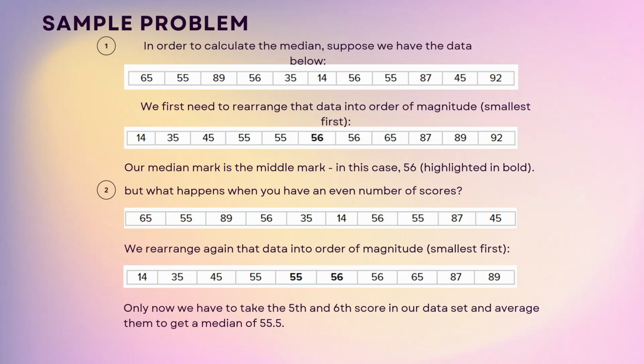For this example, in order to calculate the median, suppose we have the data below. First, we need to rearrange the data into order of magnitude. Our median mark is the middle mark. In this case, it is number 56. But what happens when you have an even number of scores? We rearrange again the data into order of magnitude. Only now we have to take the fifth and the sixth score in our dataset and average them to get a median of 55.5.